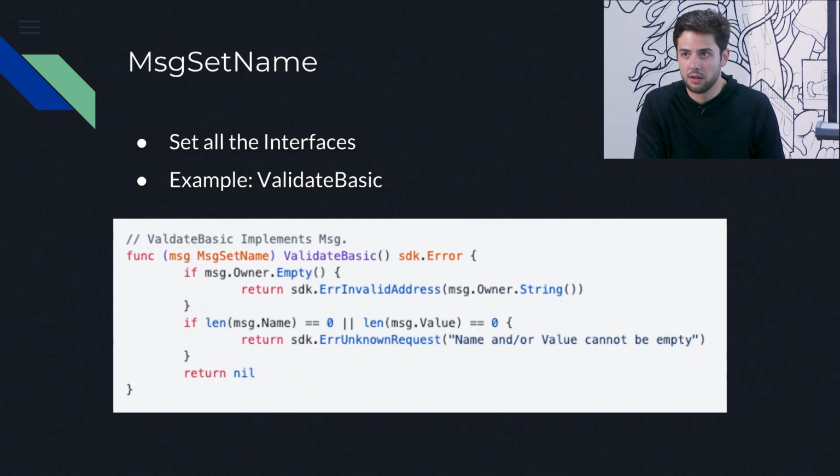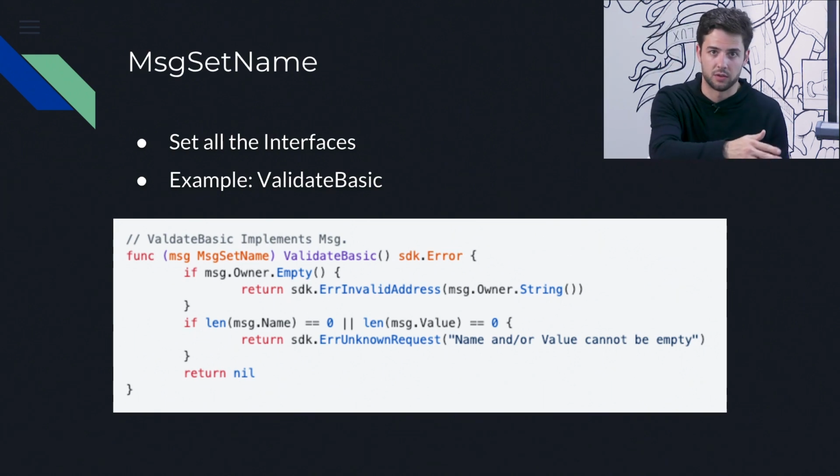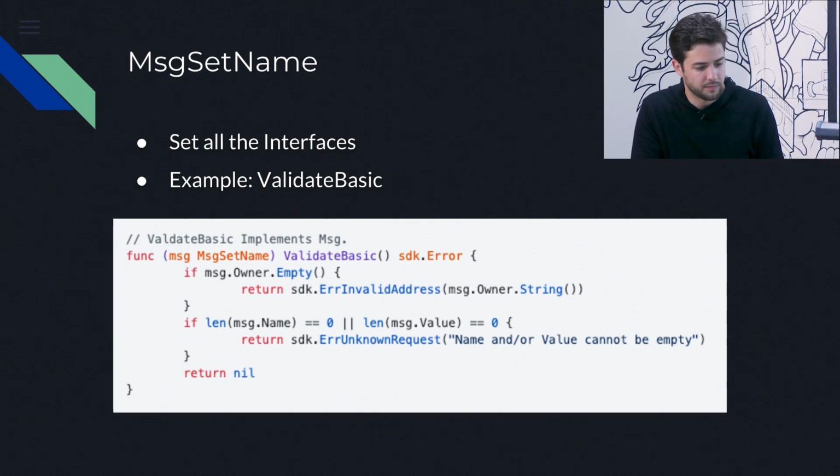Is validate basic called in check_tx? Yes. This is something you never really need to call in your code. The SDK calls it under the hood and will reject transactions, like at the CLI level, if they don't pass this. So it gets called under the hood in the SDK, and it helps you make sure that you're sending valid messages to the state machine.